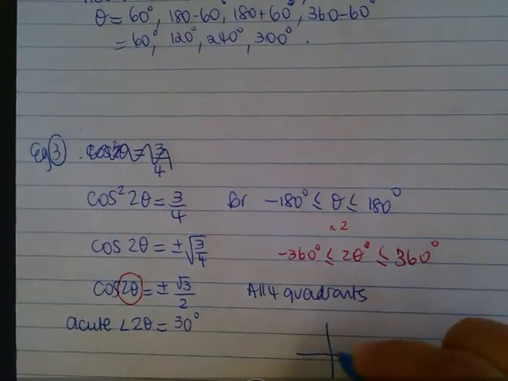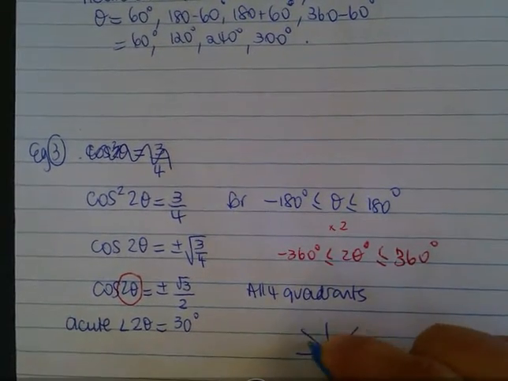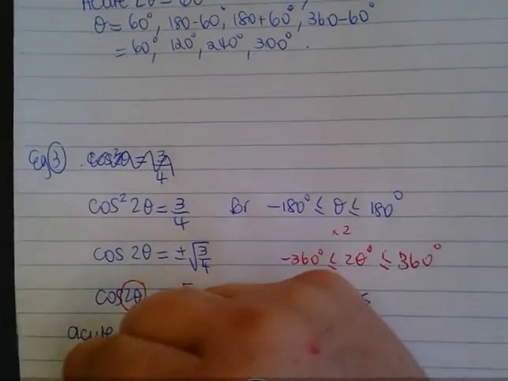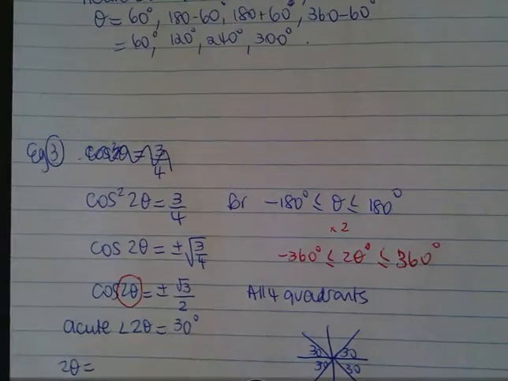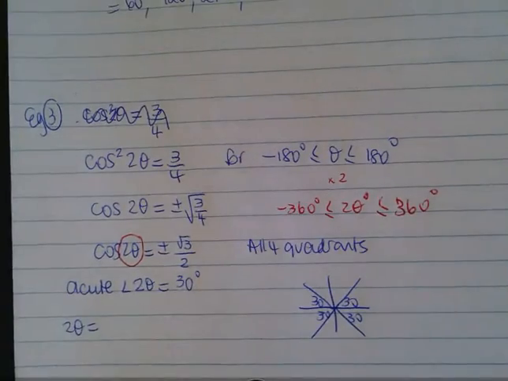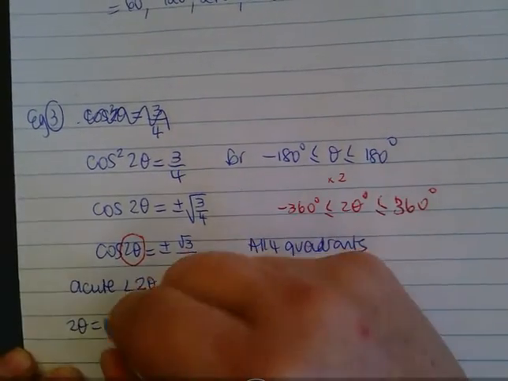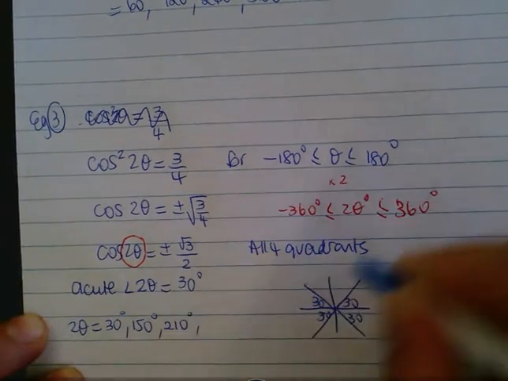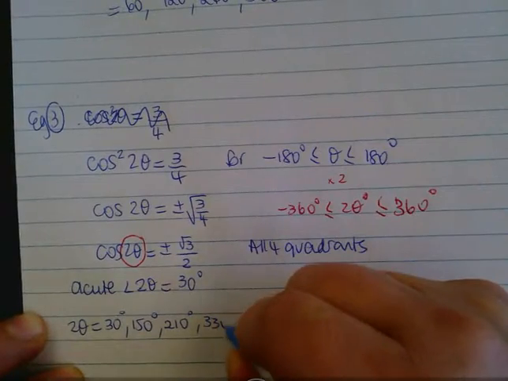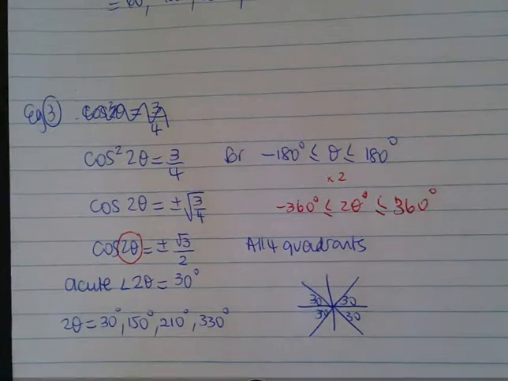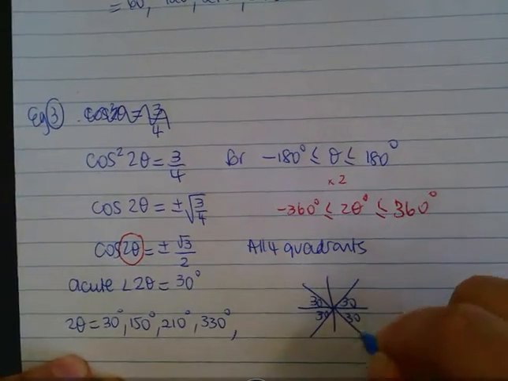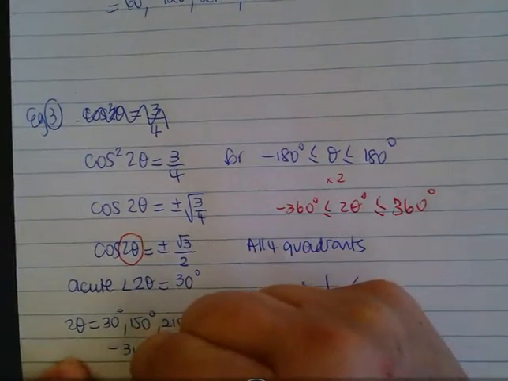All right, remember we've got all 4 quadrants because of the plus or minus. Now, we'll just draw a diagram, and remember you've got to go in the positive direction and the negative direction. So 2 theta is, what are my positive ones? 30, 150, 210, 330. They're my positives, and my negative ones are going the other way. The other, what do you call it, but negative 30.